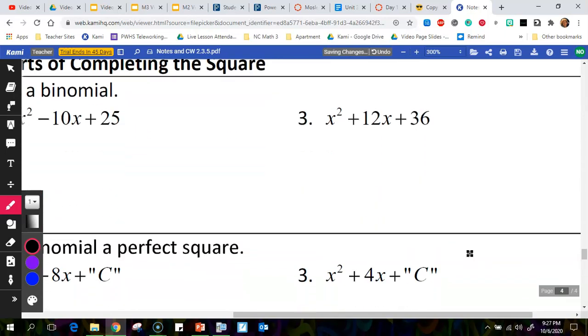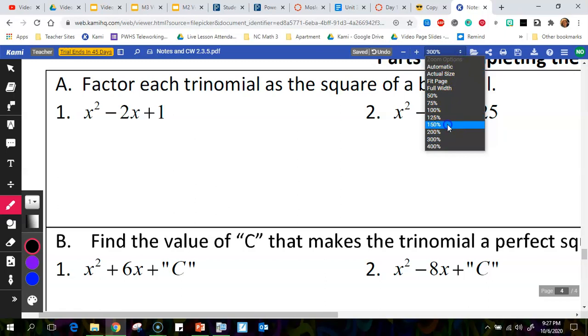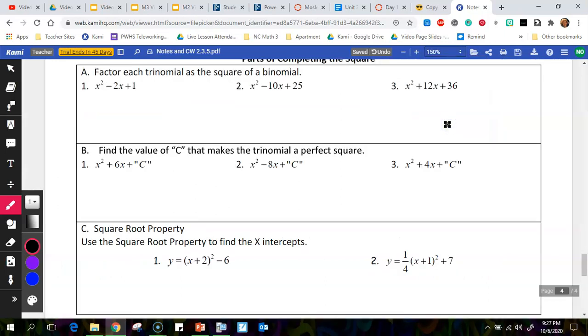Okay. These are completing the square, and we've already done some of this. Again, we did this last week. I just wanted to maybe review it with you a little bit. Factor each trinomial as a square of a binomial. Okay, so these are perfect square trinomials, I think, all of them. Okay, so let's take the -2 divided by 2. Actually, we don't even have to do that. This is going to be -1 times -1. Yep, this is x minus 1 squared.